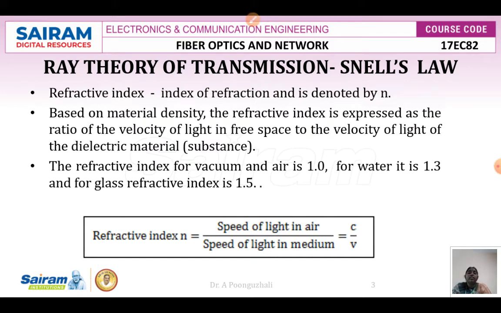Based on the material density, we can define the refractive index as the ratio of the velocity of light in air or free space to the velocity of light in the dielectric material. The dielectric material is whatever substance we use, for example water. The refractive index for vacuum and air is 1, for water it is 1.3, and for glass it is 1.5. So the refractive index n is the speed of light in air over the speed of light in the medium, that is, c by v.